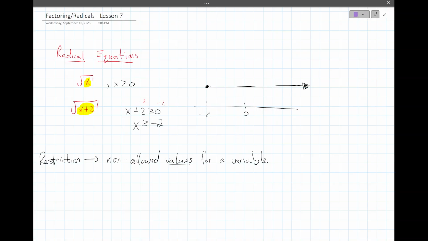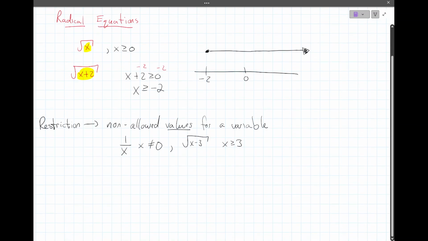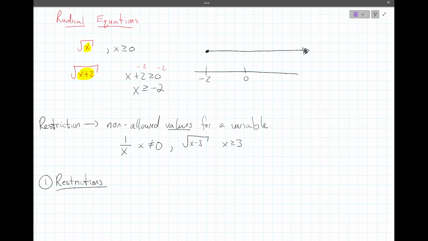Often they come up because of things like 1 over x. Well, x can't be equal to 0 here. If I have the root of x minus 3, then x has to be greater than or equal to 3. If I have 2, then I get negative 1 underneath. So let's find the restrictions for the following: the root of 2x minus 3 equals x minus 3.